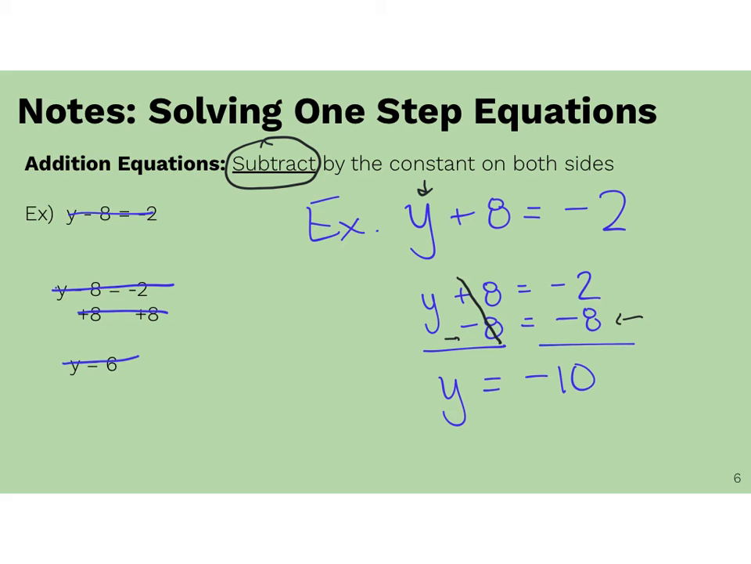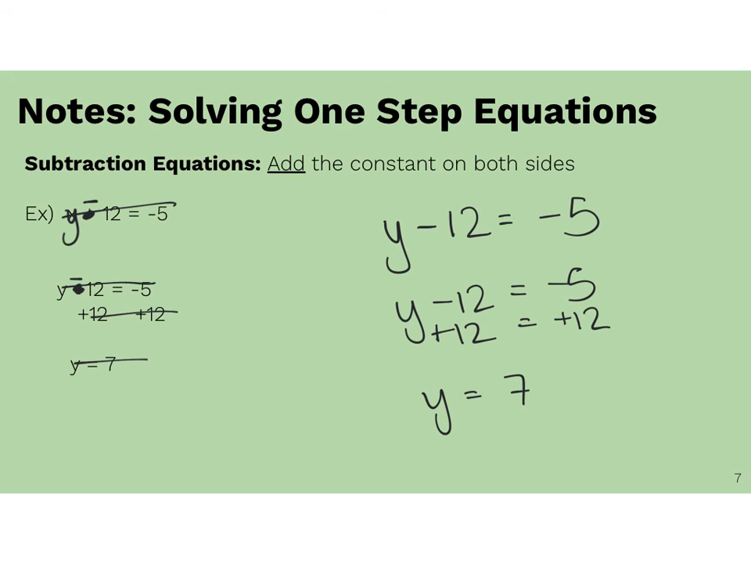So the plus 8 and the minus 8, they will cancel each other out to 0. So I'm just left with y equals, I have a negative 2 and a negative 8. Since the signs are both negative, I'm going to add. 2 plus 8 is 10, and I'm going to keep the sign, which is negative. So y would equal negative 10.